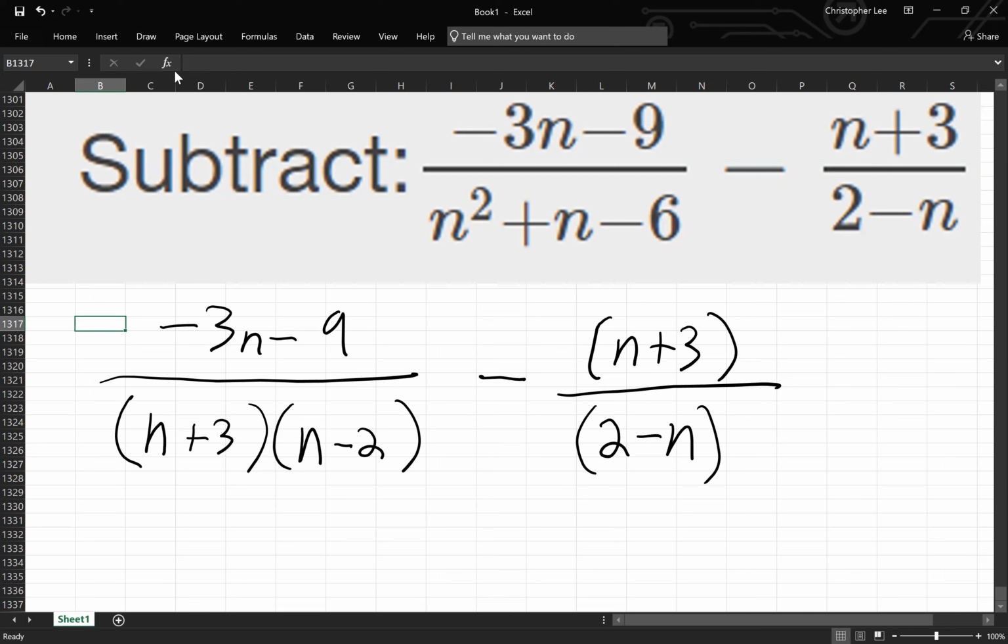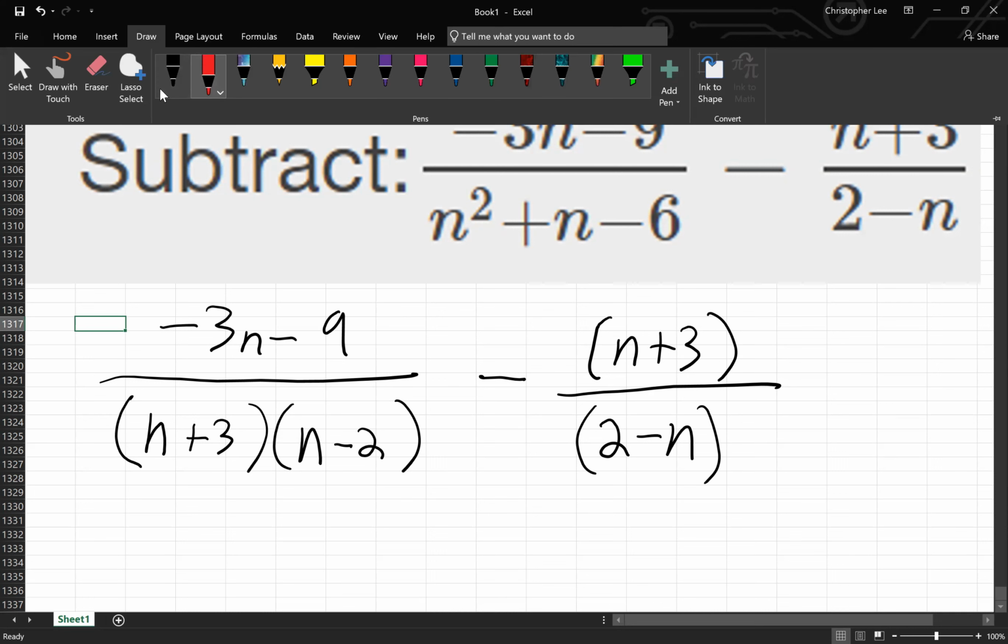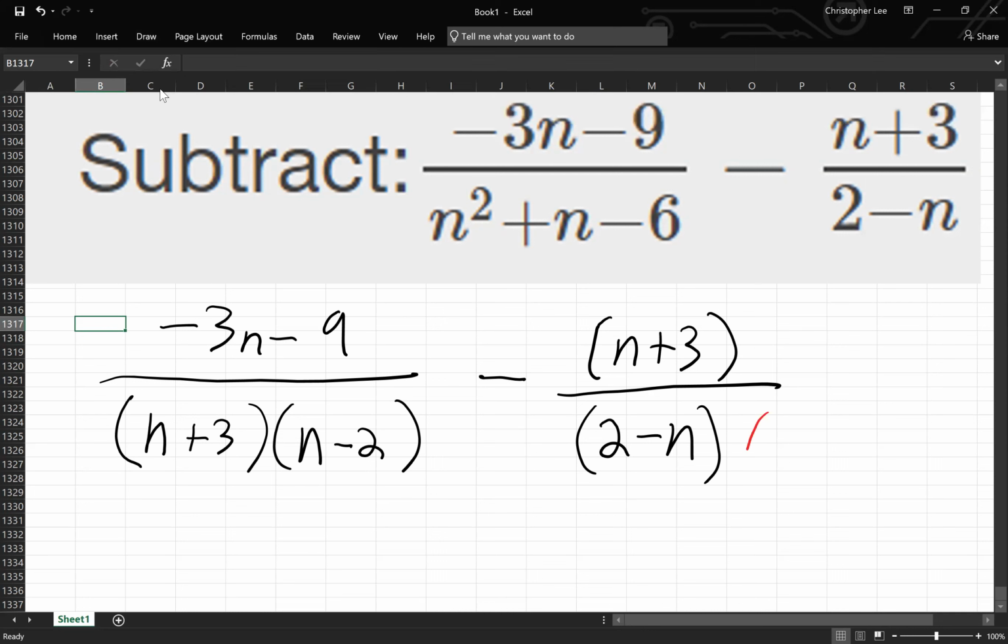Now, remember we had that conversation earlier in the class about the opposites? So the first thing I want to do here, before I even start talking LCD, is get this denominator to look similar. So I'm going to multiply this by negative 1. But remember, what I do to the bottom, I've got to do to the top.